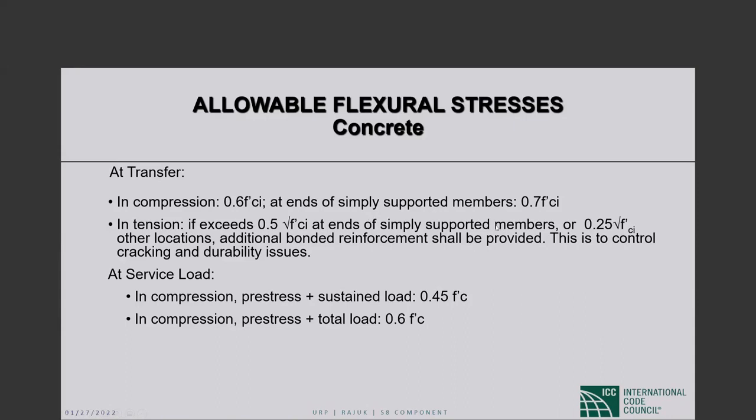At end of simply supported members, this is the limit, 0.7 F prime CI. Now these are in metric, these are in megapascal. Of course, if I'm using the US system, that would be in KSI, but that's a different factor applied. If I'm looking at tension stresses, if we exceed 0.5 square root of F prime CI at simply supported members, or 0.25 square root of F prime CI at other locations, so I'm interpreting this as meaning that this could be for continuous members where tension can appear at other locations besides the end of simply supported beams, we must provide bonded reinforcement, as I mentioned before. So that will hopefully address any kind of serviceability issues, cracking and durability issues.